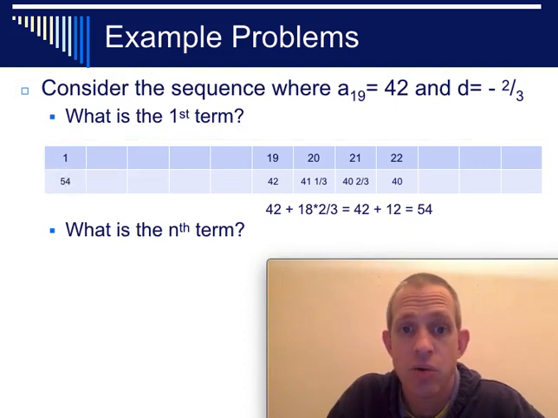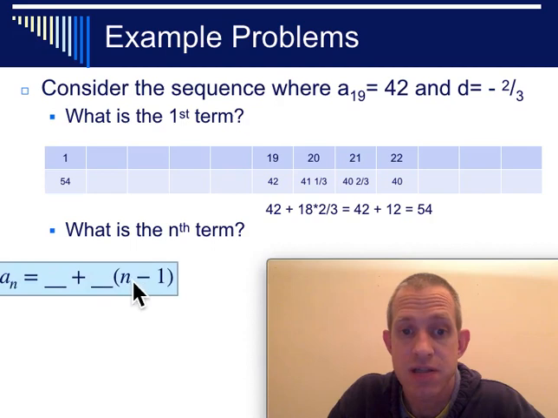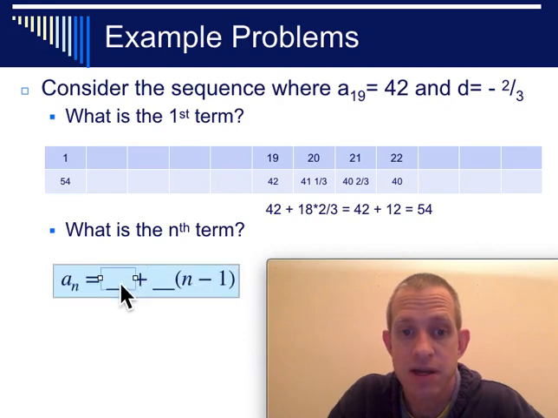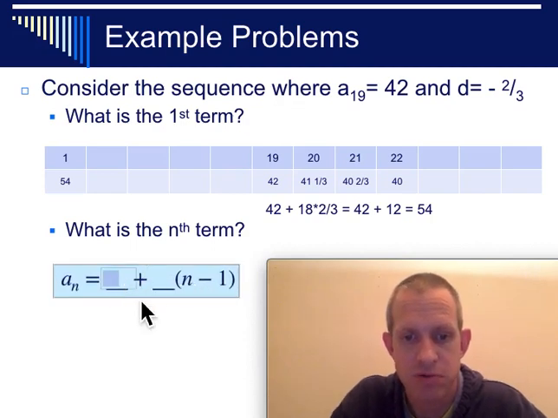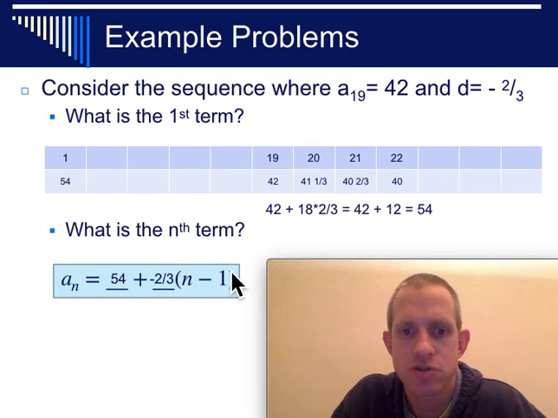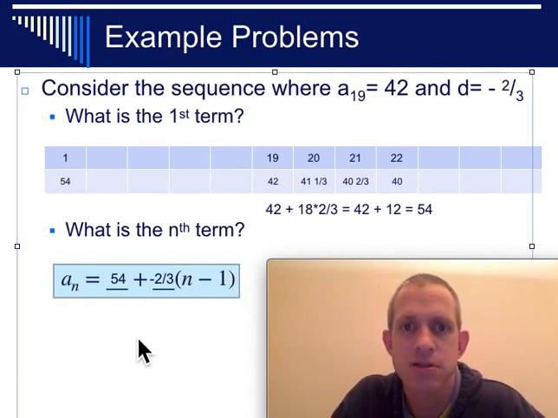Now that I know what the first number in the list is and what the common difference is, I can write my formula. And so I need to put my 54 here. And I need to make this minus 2/3. And so there is a perfectly good formula. And if you wanted to, you could distribute this and combine like terms. I think I'm just going to leave it as is. I think that's good enough for this problem.